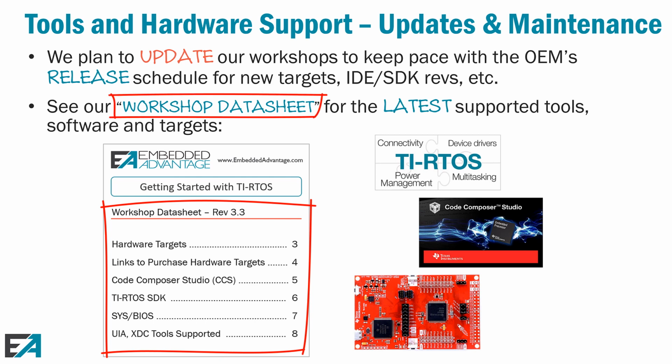And that workshop data sheet would say, as you look down below there, what hardware targets do we currently support? What rev numbers, what silicon rev numbers? What software development kits do we currently support? Rev of Code Composer Studio, which is our IDE. Which versions of SysBIOS, Unified Instrumentation Architecture, and XDC are currently supported in the workshop.